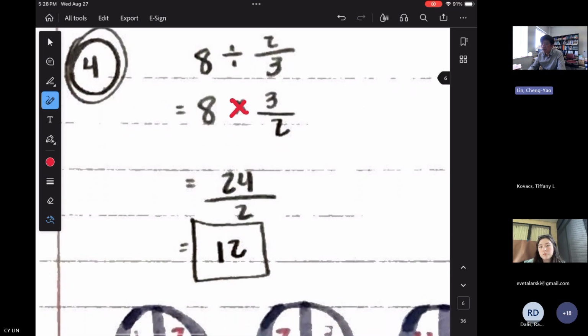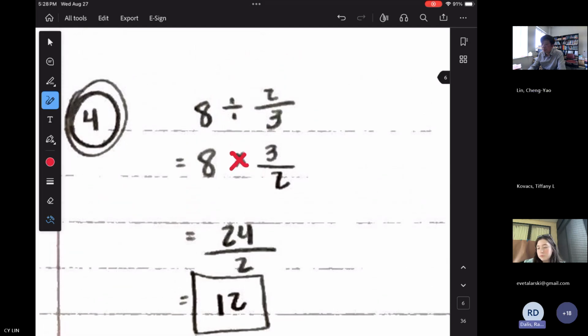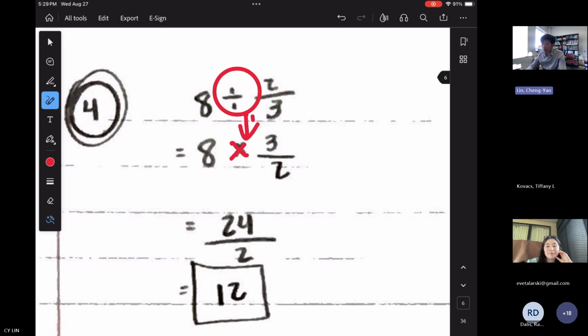Okay, now the question is, many students, they have a question. How come we have a division and change it into a multiplication? You might have a question for this, right? You have division, all of a sudden multiplication. It's kind of a mystery. You must have a reason for this, right? Okay. So how about this?